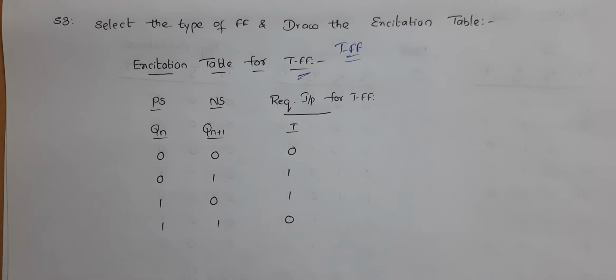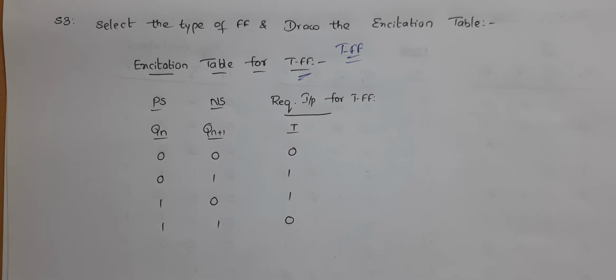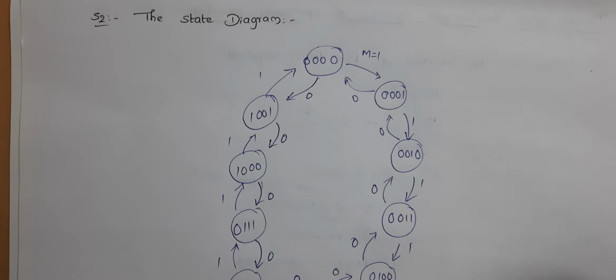Okay, so if present state is 0, next state is 0, and the T flip-flop input is equal to 0. If it is 0 1, the T flip-flop input is 1, 1 0 is 1, 1 1 is 0. Okay, and this is the selection of the type of flip-flop and the excitation table. The excitation table can be obtained by using the state diagram. Okay, so now how can we define it? See here, the state diagram is this one, and the excitation table. Okay, so here we consider the state diagram.